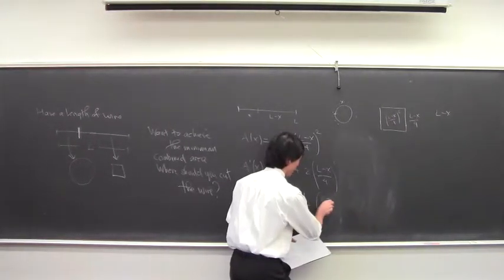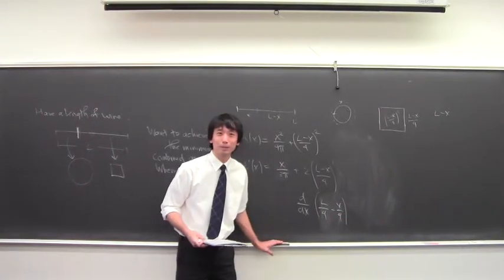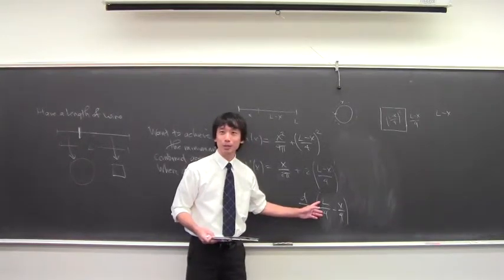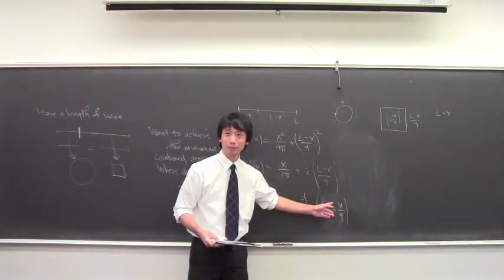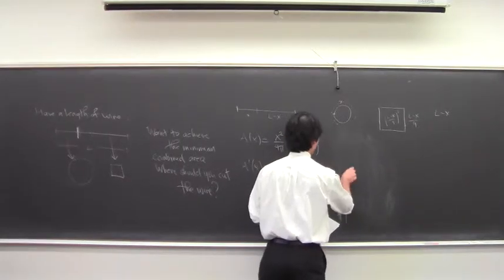The derivative of this. L over 4 is a constant, so when you differentiate it, you get 0. You differentiate this, you get negative a fourth, right? Negative a fourth. So times negative a fourth.